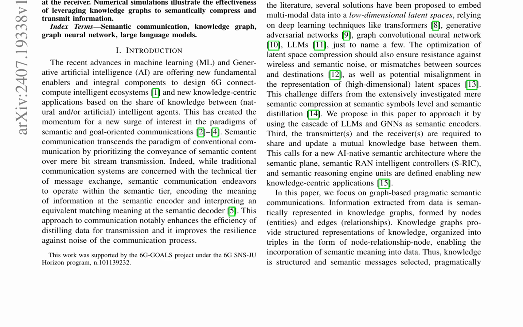Overall, the paper presents a novel approach to semantic communications, leveraging graph-based knowledge representation and LLMs to achieve compact and meaningful representations of knowledge. The proposed approach has the potential to enhance the efficiency of distilling data for transmission and improve the resilience against noise of the communication process. Limitations and future work include investigating the scalability of the proposed approach, exploring different types of knowledge graphs, and developing metrics to evaluate the performance of semantic communication systems.